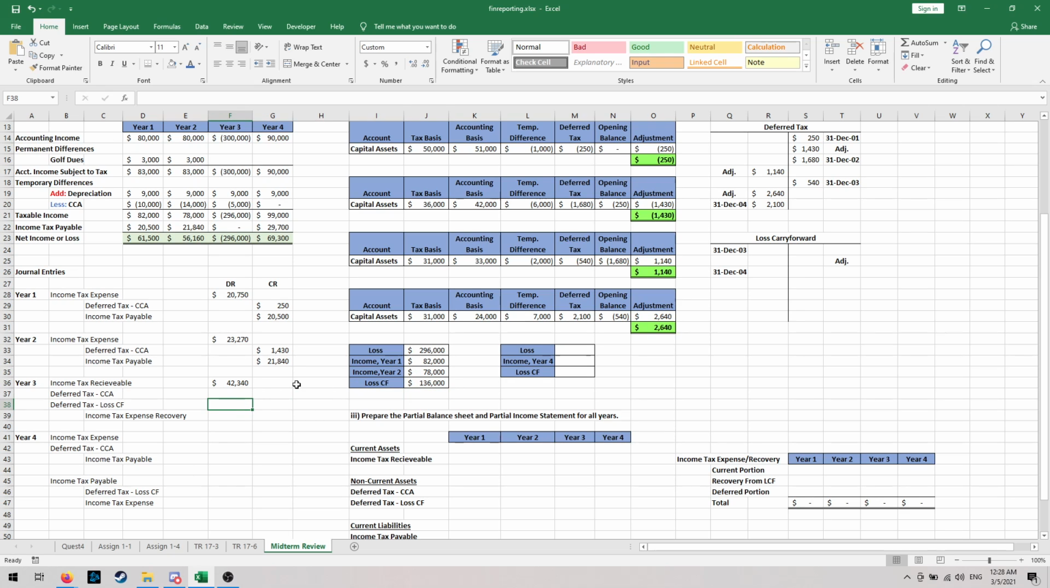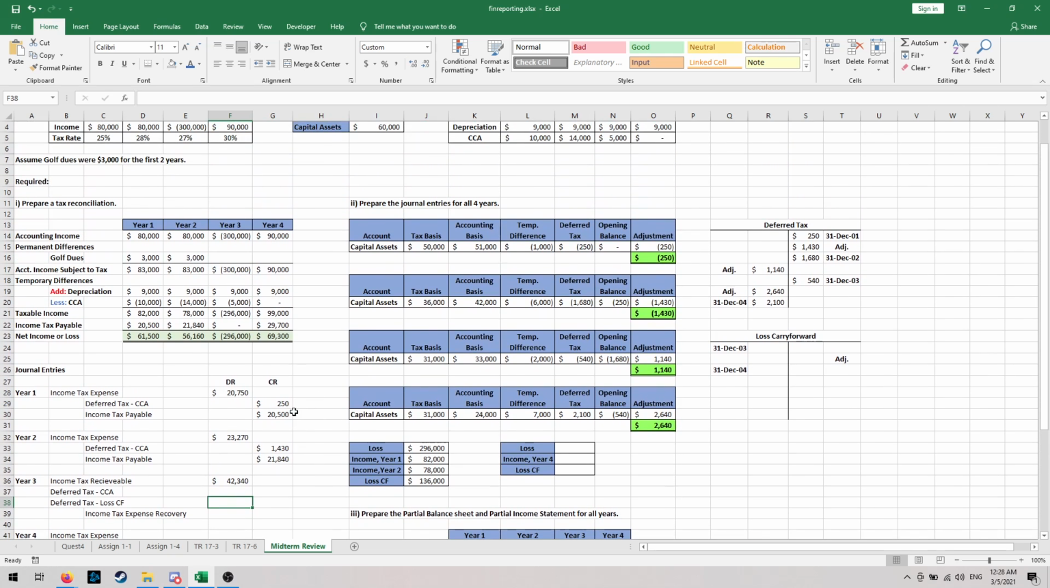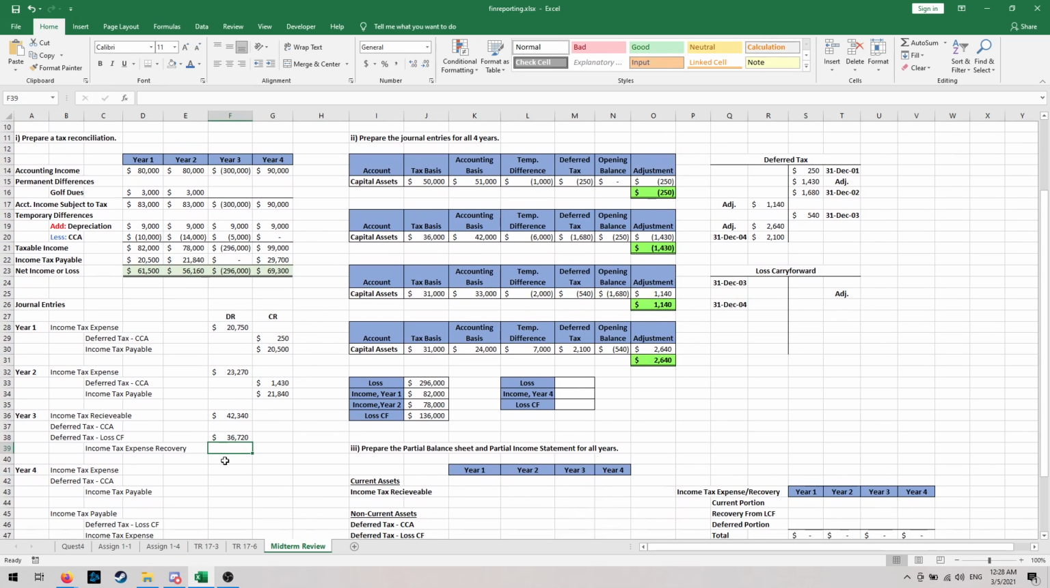And we're going to carry it forward at the tax rate that we lost it at. So this is equal to 136,000 times 27%, or 36,720. And that's the amount of deferred taxes we have to carry forward in the future to cover any future gains.